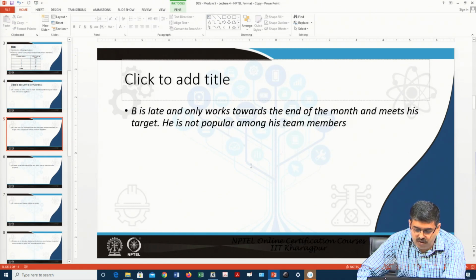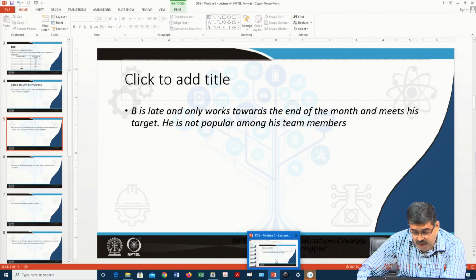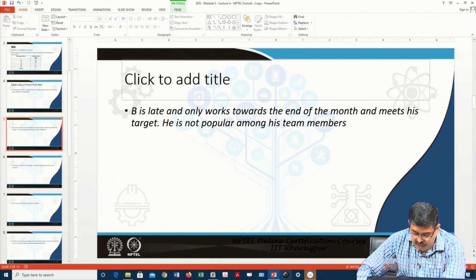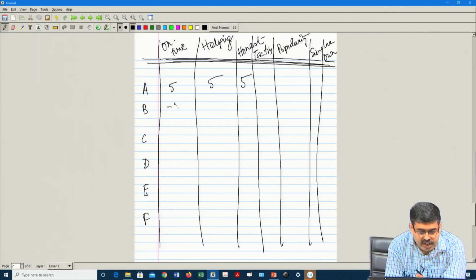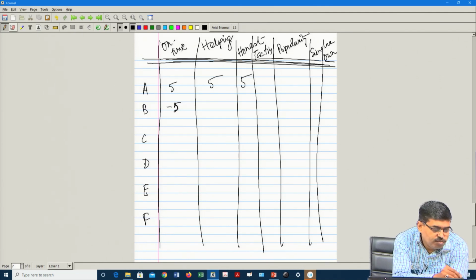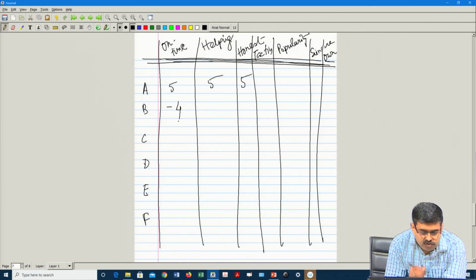B is late, only works towards the end of the month. He is not popular, but he meets his target. So on time, no. B is late, extremely late. Either you give a -5 or you can give a -4. So as to maintain the extremities, let us give it a -4.